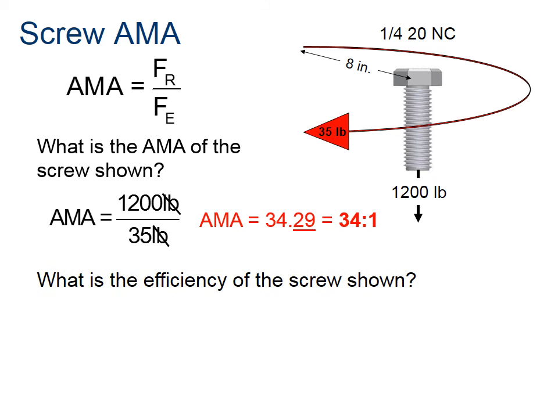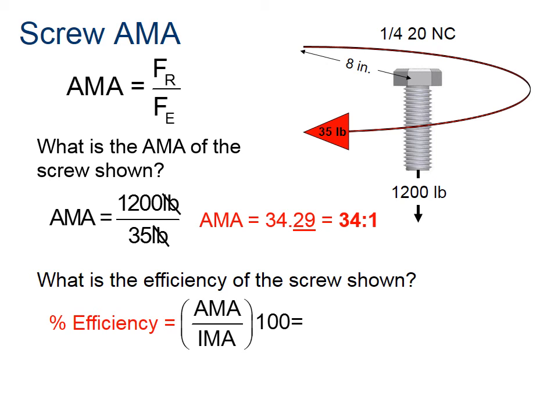And of course, we want to know what the efficiency of that screw is. So remember a couple of slides ago when we talked about friction, and I made the statement that we might expect low efficiency. Let's see what we get. It's the same formula as before. AMA over IMA times 100. And we plug in our numbers, 34.29 for our AMA, 1005.3, and we get 3.4%.